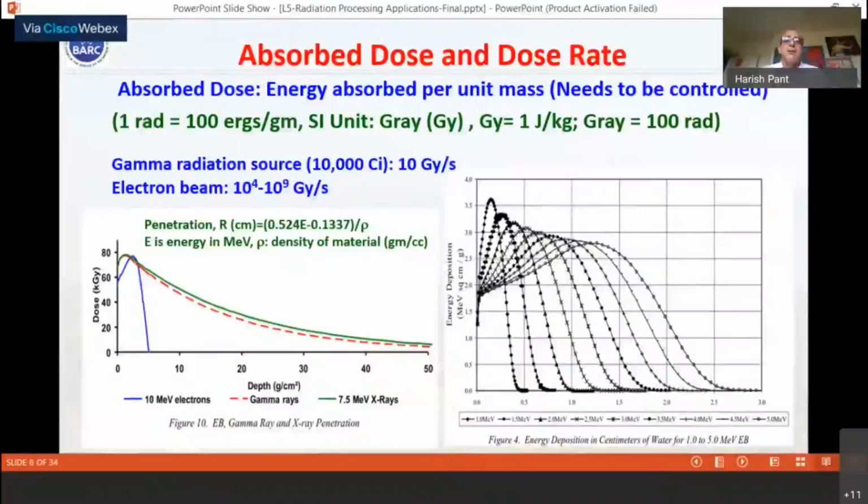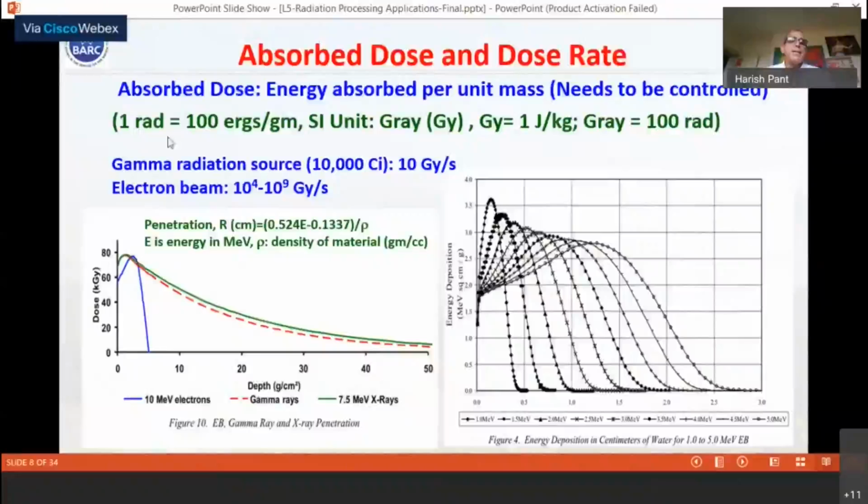Now let us discuss the absorbed dose, which is a very important parameter in radiation processing. Absorbed dose is the energy absorbed per unit mass of the material. This factor is the main one used in the processing, and the dose in a radiation processing application always needs to be controlled.